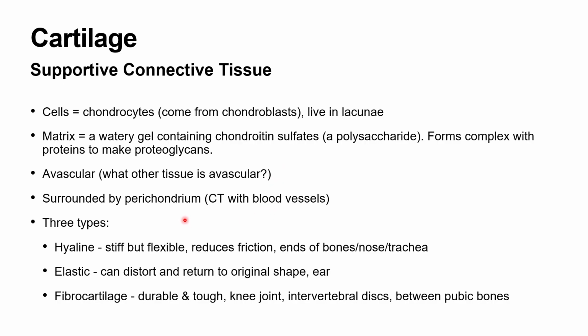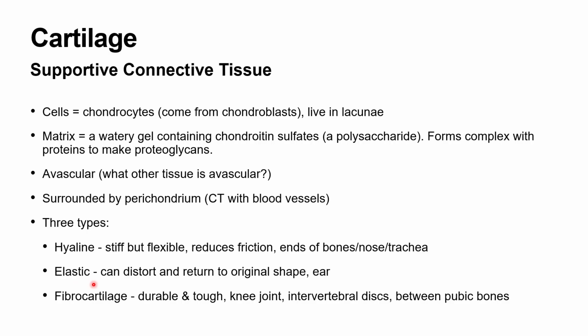And then, of course, with our three different types of cartilage, we have our hyaline cartilage, which is going to be stiff but with very small amounts of flexibility to it. We're typically going to find it at the ends of our bones, especially long bones. We'll talk about that more when we get to our skeleton unit. We also see the nose and the trachea are going to be made up of our hyaline cartilage as well.